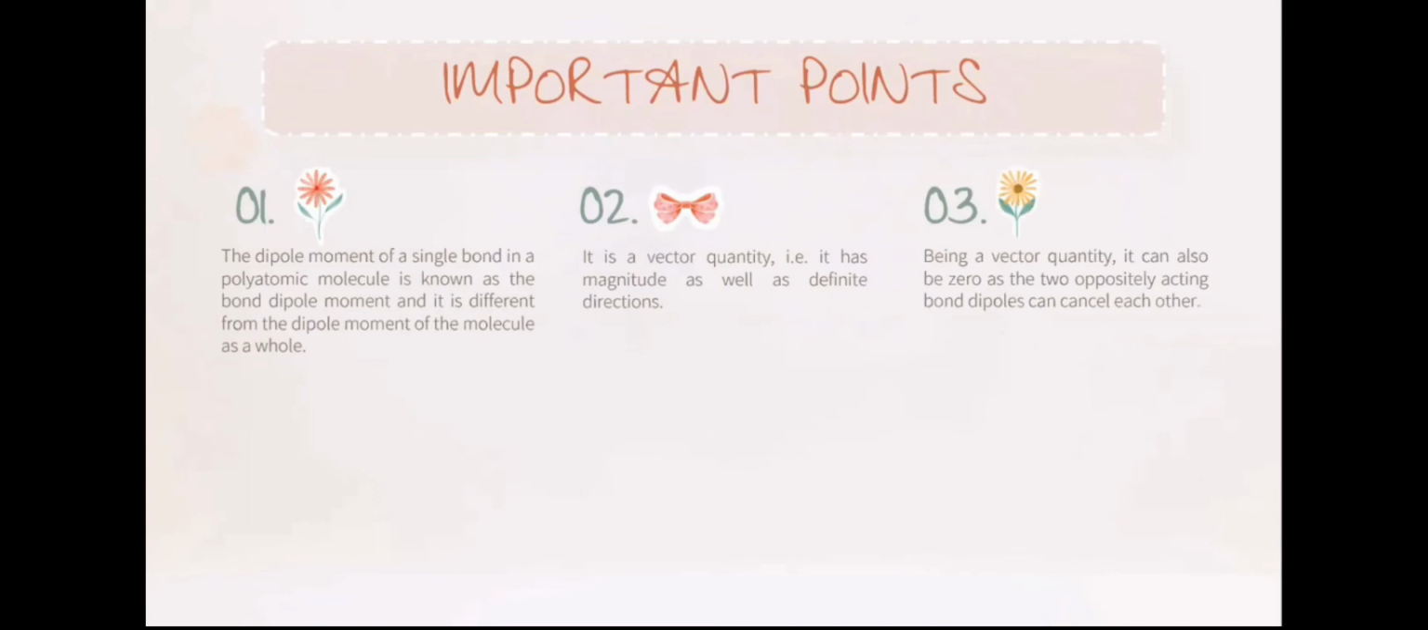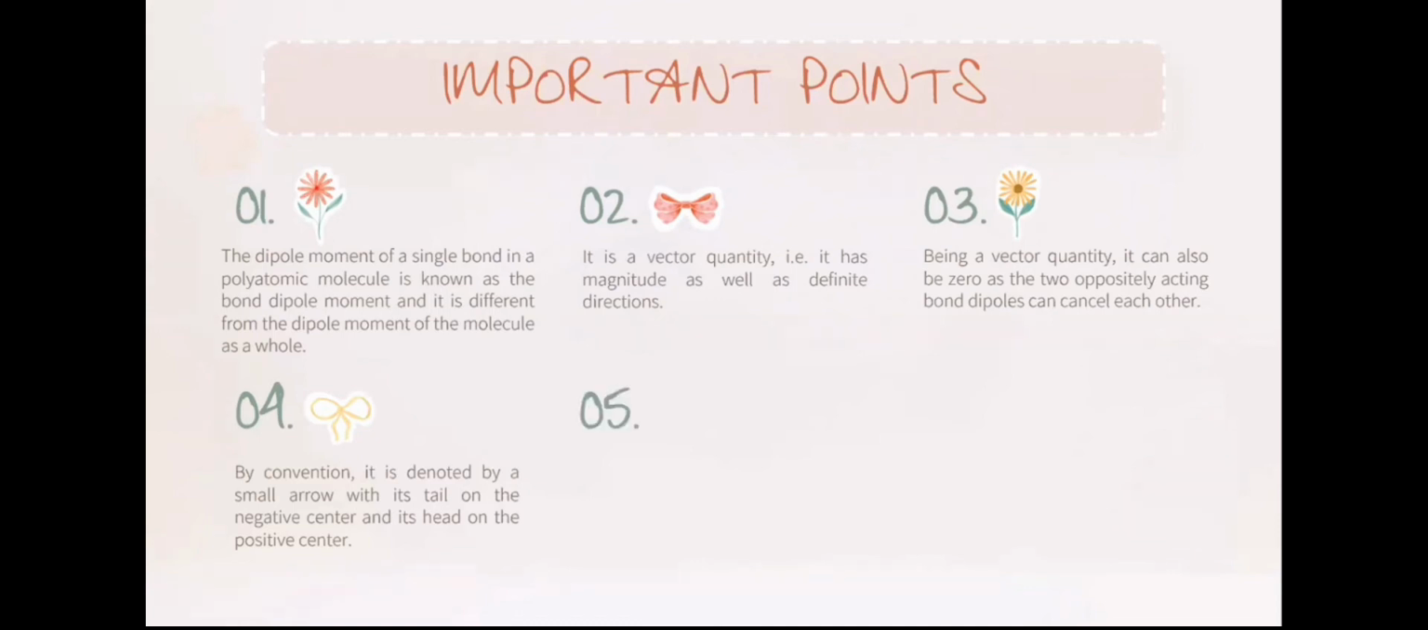Third, being a vector quantity, it can also be zero as the two oppositely acting bond dipoles can cancel each other. Fourth, by convention, it is denoted by a small arrow with its tail on the negative center and its head on the positive center.